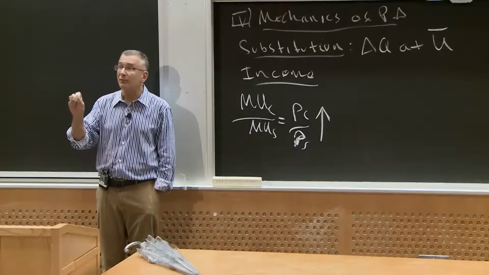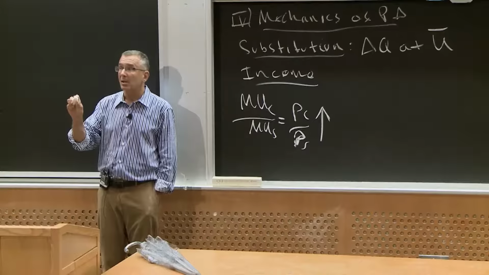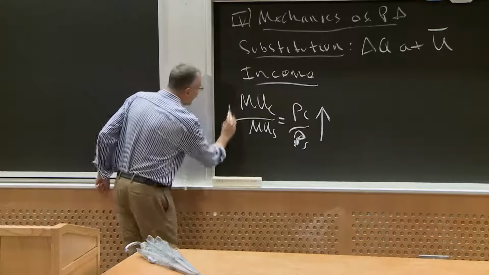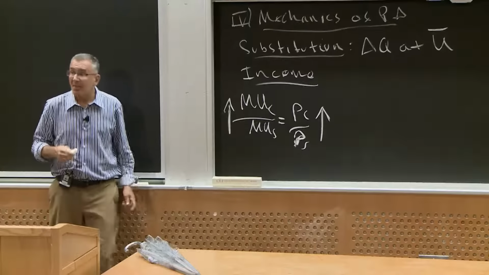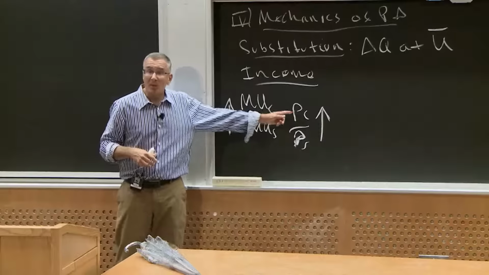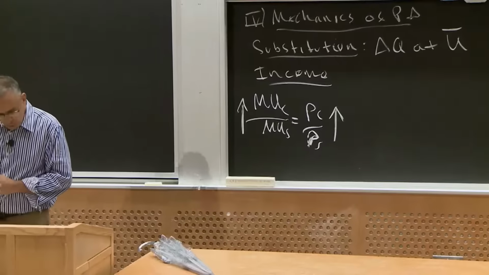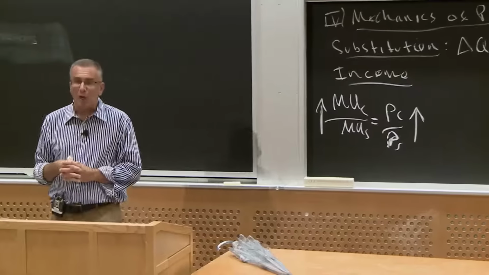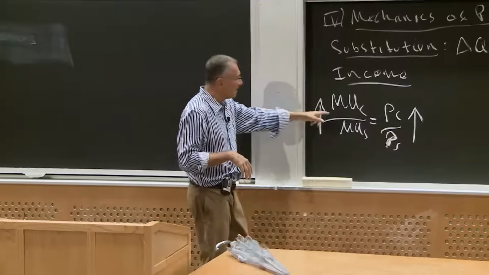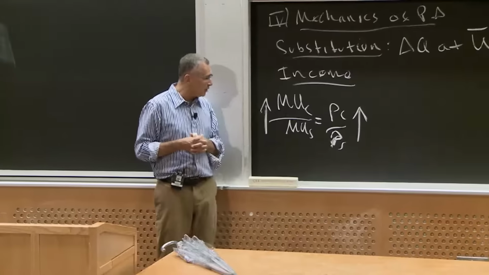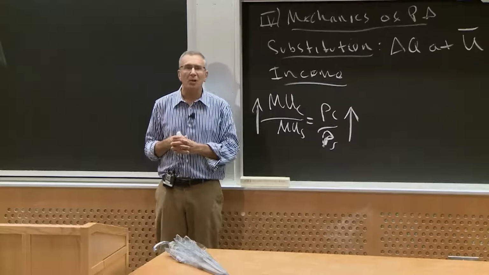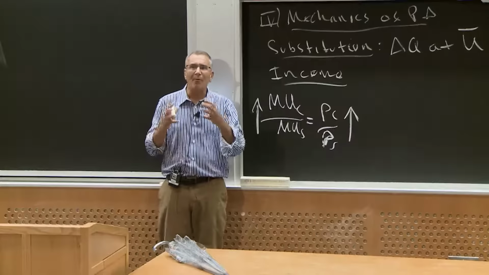Once again, jump in if anything's not clear. If that goes up, what has to happen? This has to go up. They have to be equal. The right side went up, so the left side has to go up. How do you make the marginal utility ratio go up? How do you make it so that the ratio of marginal utility of cookies to marginal utility of slices goes up? What do you do? How can you operationalize that?